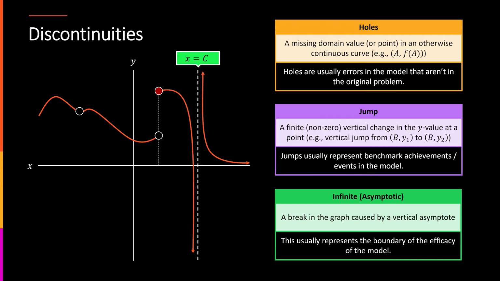Okay, so again, typically these infinite or asymptotic discontinuities tend to be places where whatever math you're using to represent the real-world event is starting to reach the edge of how far you can push the model before it starts falling apart.